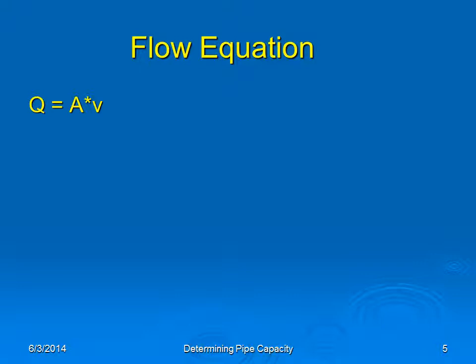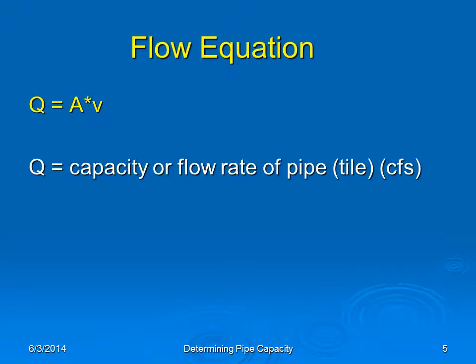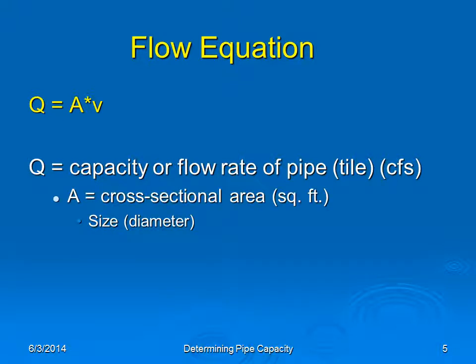The basic flow equation is expressed by this formula: Q equals A times V, where Q is the capacity or flow rate of the pipe in CFS, cubic feet per second. A is the cross-sectional area in square feet, reflecting the size of the pipe. The velocity in feet per second is a reflection of the roughness and slope.